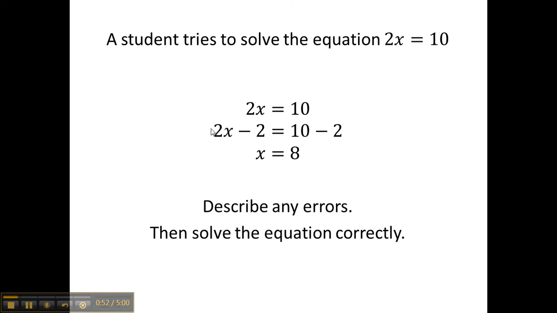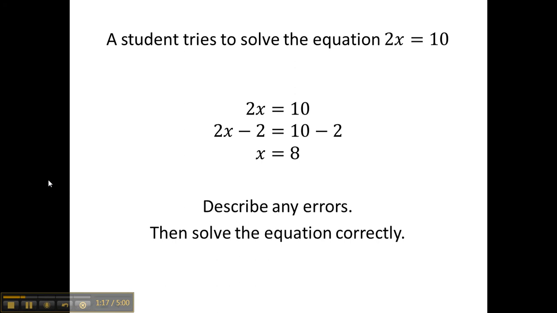And then if you look at what they did, 10 minus 2 is indeed 8. But 2x minus 2, you can't actually put those two together. You can't just subtract that coefficient of the x and get it down to 1. So those are the errors that the student made in solving the equation.